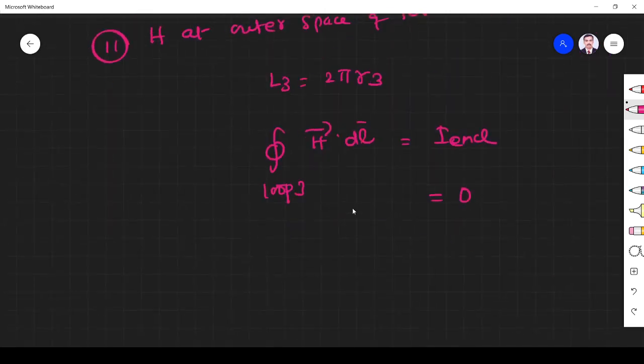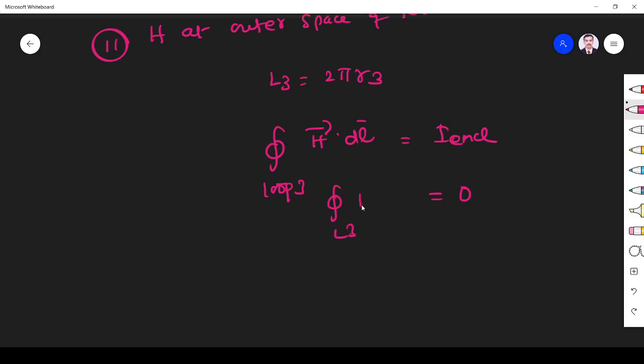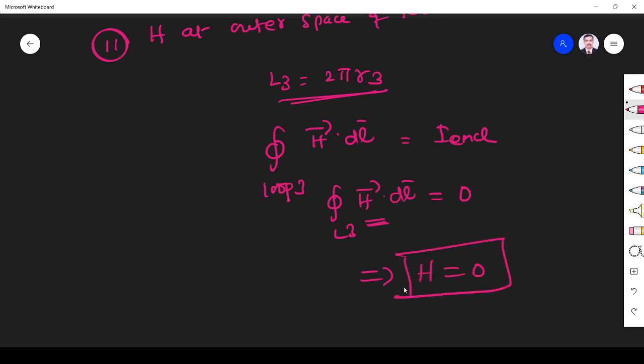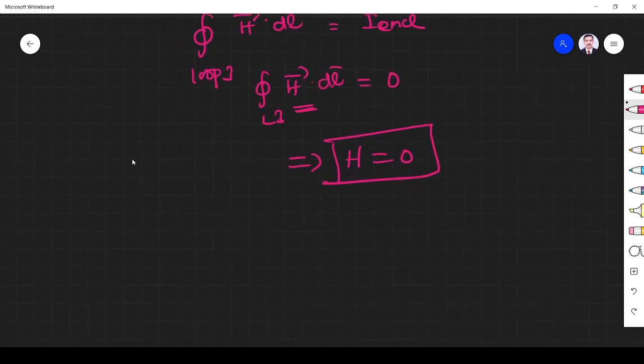So what happens? That is equal to the loop 3 integral of H dot dl. Here we know the length is not 0 because L is 2 pi R3. That is not 0, we are having a size. So what is the only thing possible to make the right hand side 0? The H should be 0. So this implies H must be 0. So outside the toroid also the magnetic field is 0, or exterior to the toroid the magnetic field is 0.